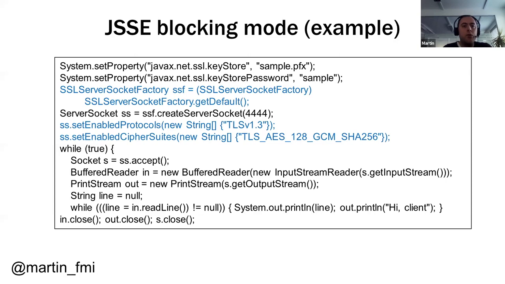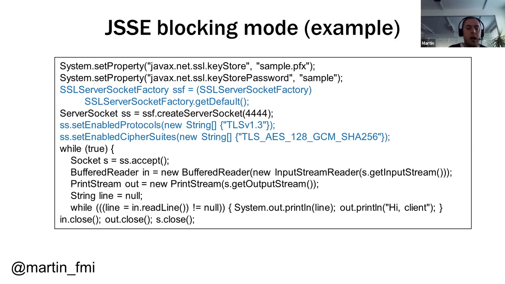And if you want to use the JSSE blocking mode of operation, this is an example of how you can create a very simple TLS server in JSSE. So first, we set two properties to specify the location of the key store that stores the public certificate of the TLS server and the password for our key store. Then we get an SSLServerSocketFactory to create the actual SSL server socket. Then we create the SSL server socket on port 4444. And if we want to use TLS 1.3, which as I mentioned earlier is introduced in JDK 11, you can call the setEnabledProtocols method and pass the string that specifies the TLS 1.3 version of the protocol, which in latest versions of the JDK is the default one, by the way. And also you can specify the cryptographic ciphers that are to be used along with TLS 1.3.